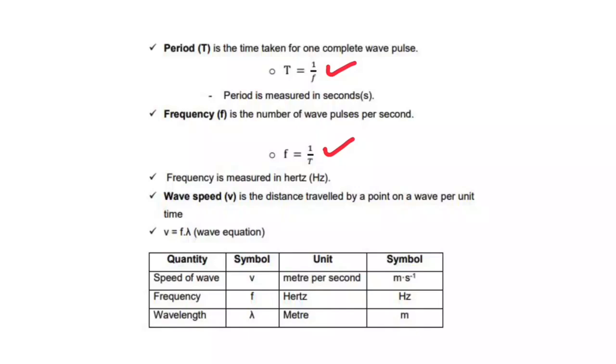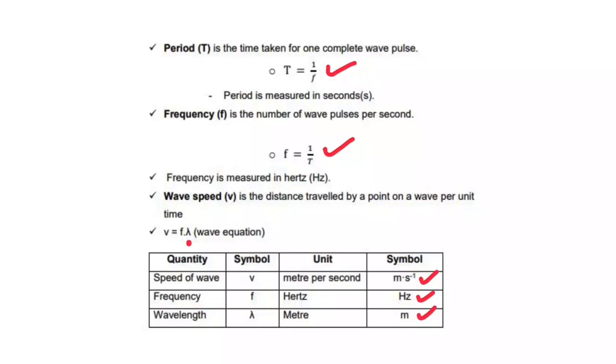And lastly, we have wave speed, denoted by V. It is the distance traveled by a point on a wave per unit time. So the equation for wave speed, we have V being equal to the frequency multiplied by the wavelength. This symbol right here is wavelength. Right, so the speed of the wave is in meters per second, the frequency is in hertz, and the wavelength is in meters.